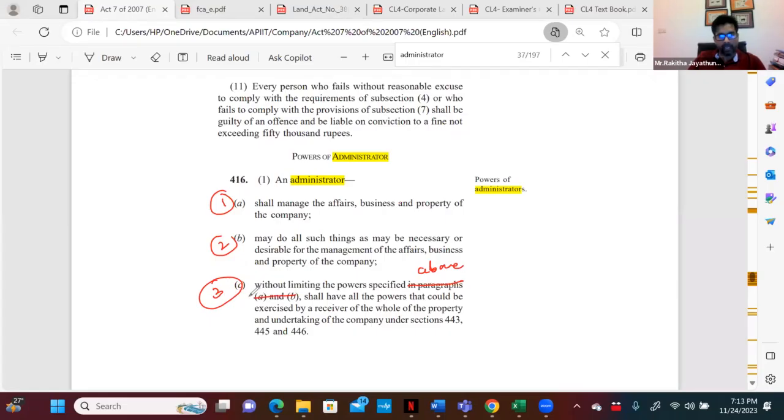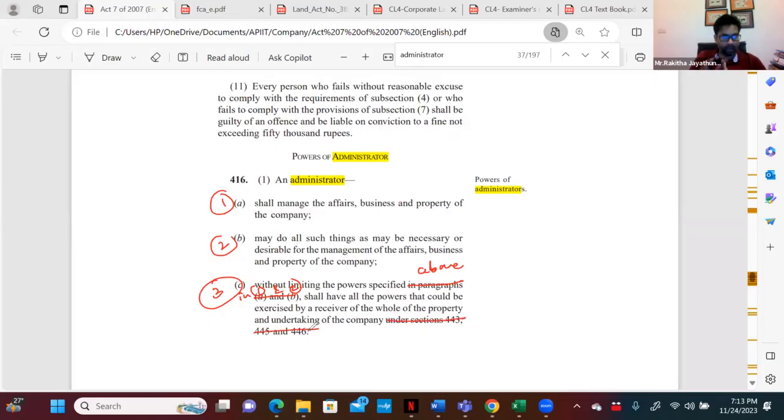Specified above in 1 and 2 shall have all the powers that could be exercised by a receiver of the whole of the property or undertaking of the company. No need to mention these.